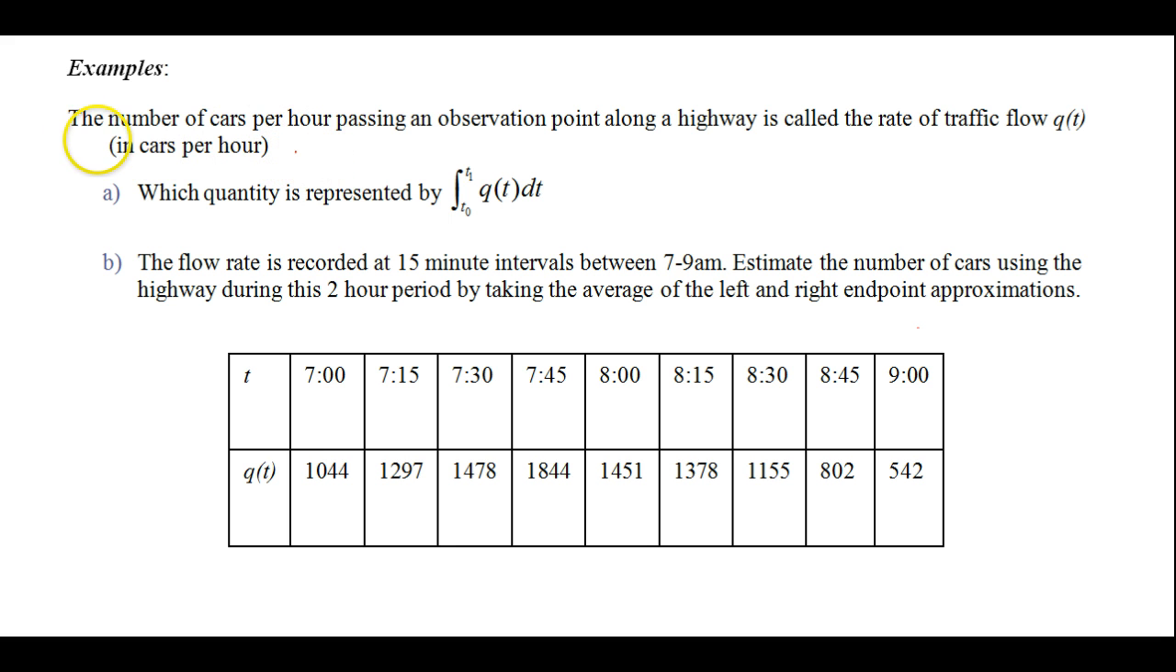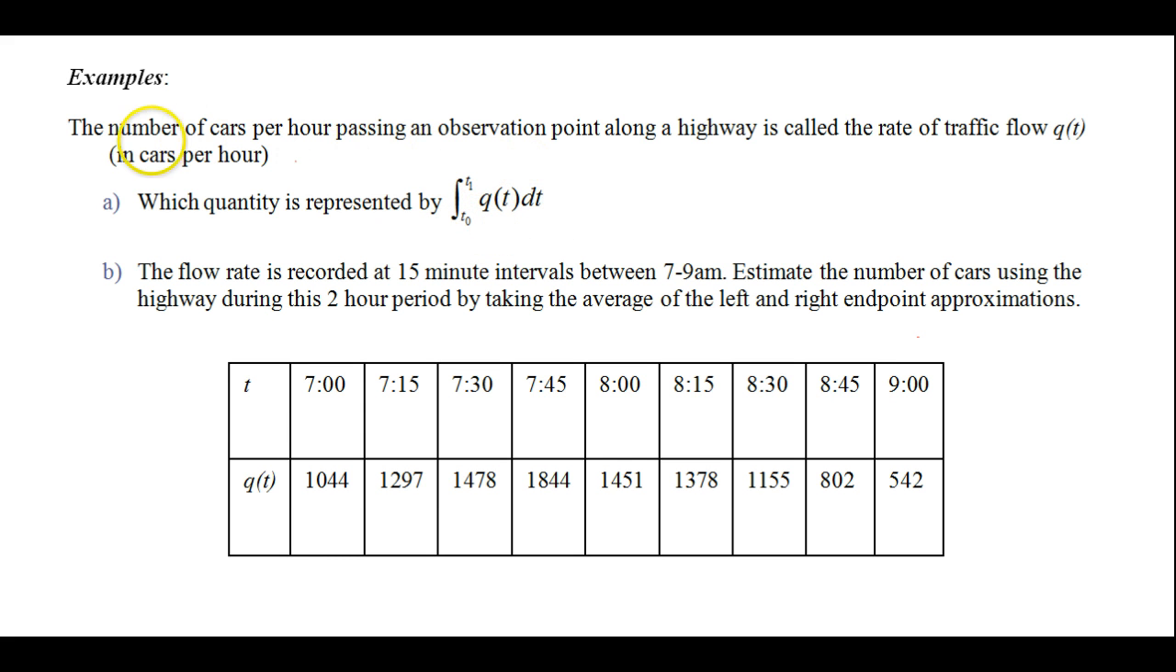So in this example, the number of cars per hour passing an observation point along a highway is called the rate of traffic flow, Q of t, in cars per hour. Part A. Which quantity is represented by the integral from time 0 to time 1 of Q of t dt? So this is asking you to write out more of a sentence answer to say that we understand what is meant by evaluating this integral.